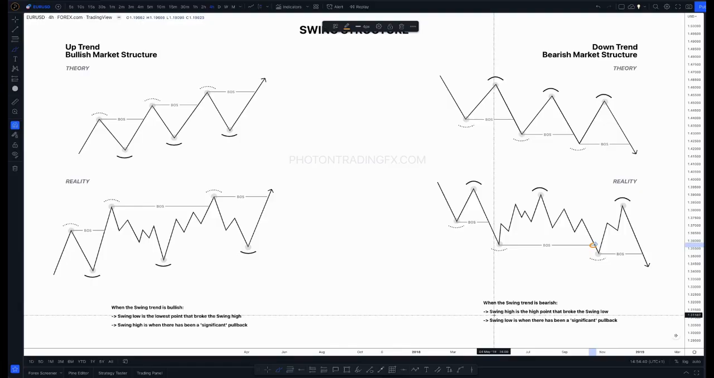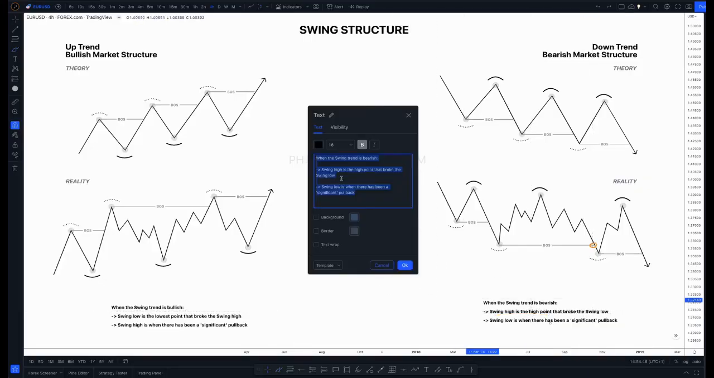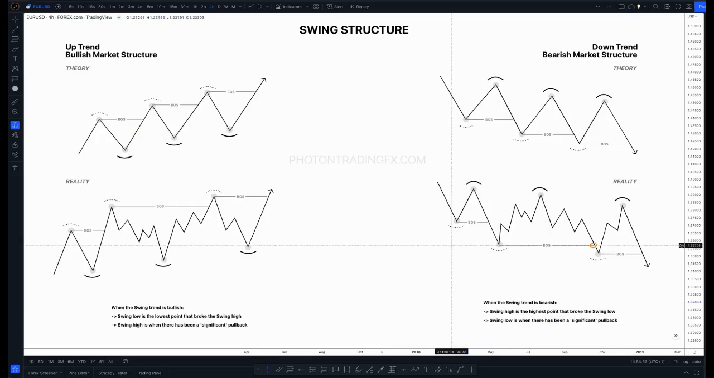Well, remember, a swing high is the highest point that broke the low, that broke the swing low, okay? So that should say highest, with a T obviously. And that's how we find it. So it's the same as the bullish market, but just the exact opposite, okay?